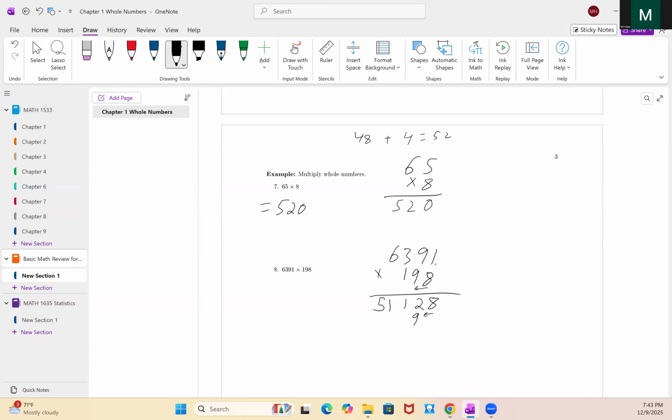9 times 9 is 81. So we put the 1, carry over 8. 9 times 3, 27. 27 plus 8 is 35. We put the 5 under 1 and carry over the 3. 9 times 6 is 54. 54 plus 3 is 57. So 5, 7.